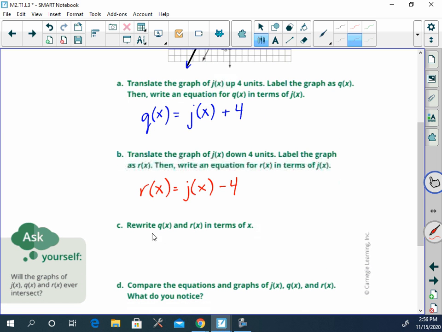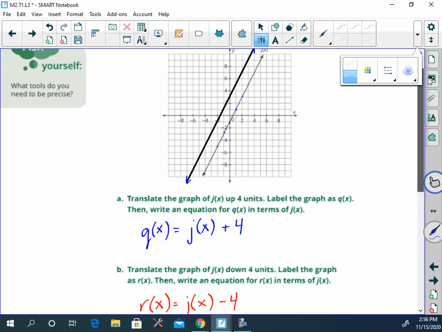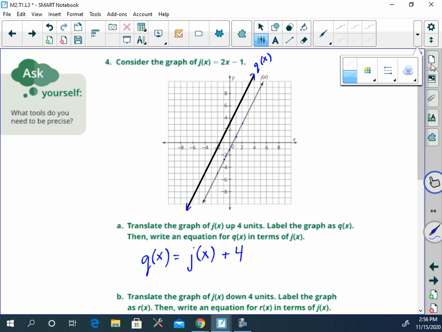And then it says rewrite Q of x and R of x in terms of x. So let's just do our Q of x that we were working on up here that we have the graph for. The two things that we really need when we're writing these equations are our slope and our y-intercept. So when we're looking at Q of x, I'm just going to write it up here. My slope, we're going up 2 over 1, up 2 over 1. So our slope is 2 over 1, or just 2.